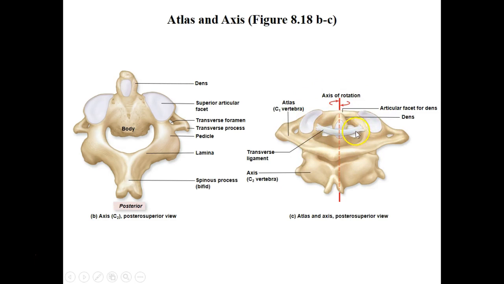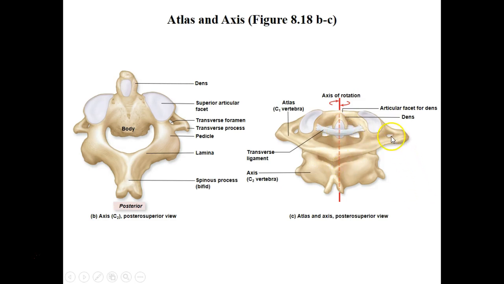And this structure here is a ligament. Ligament is dense regular connective tissue that connects bone to bone. And so this goes right around the odontoid process and allows the atlas and axis to articulate, allowing us to turn our heads without falling off.